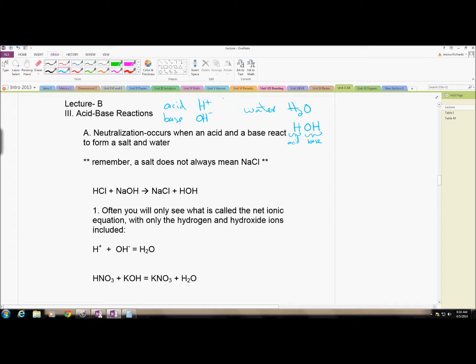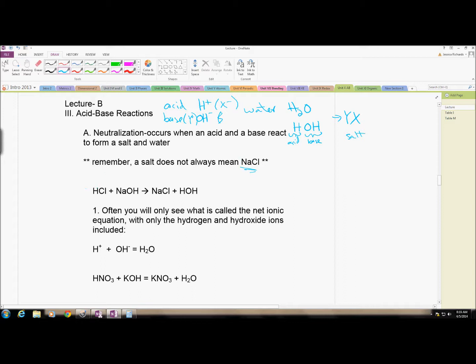The remaining ions, so your negative ion from the acid and your positive ion from your base, are going to make another compound, and this is always going to be called salt. Now, salt doesn't always mean NaCl. This is really important. That's the common name we use for table salt. A salt is going to be any ionic compound that's not an acid or a base.